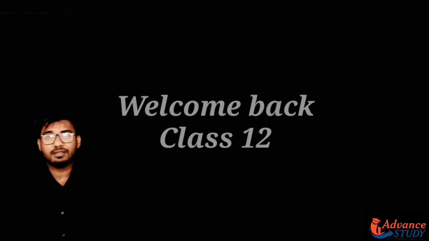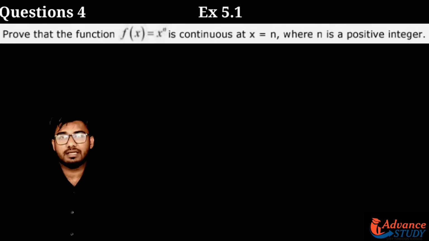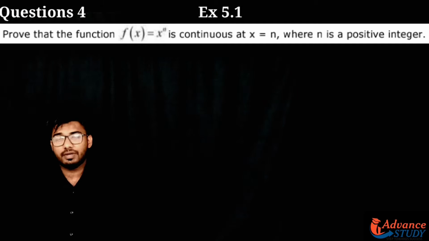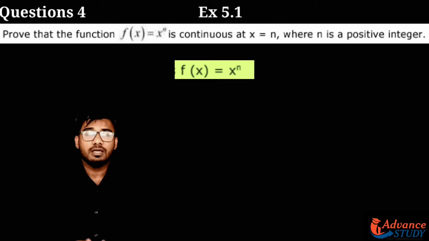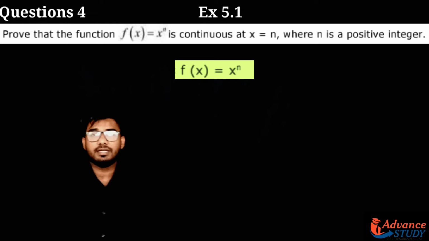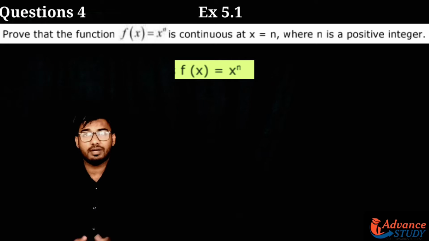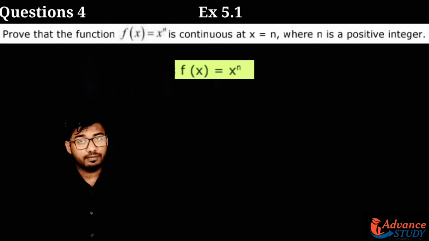So welcome class 12. Now this is the fourth question. Prove that the function f(x) = x^n is continuous at x = n, where n is a positive integer. So let's make a solution. The given function is x to the power n. It is evident that f is defined at all integers n, and its value is n to the power n.